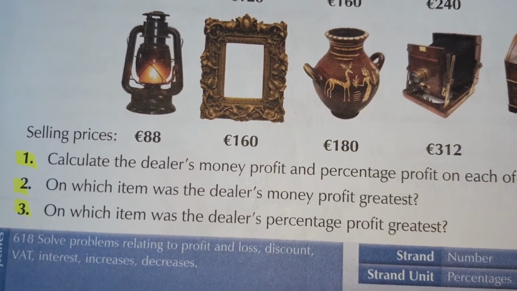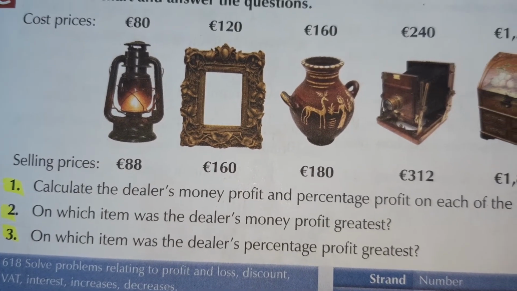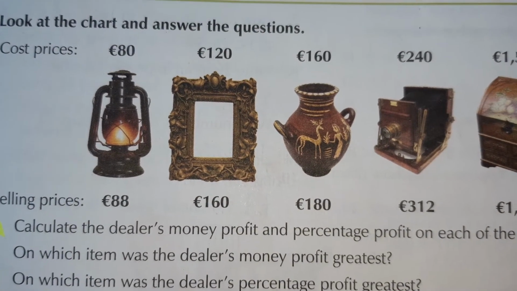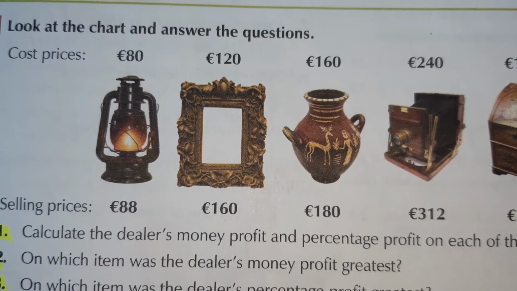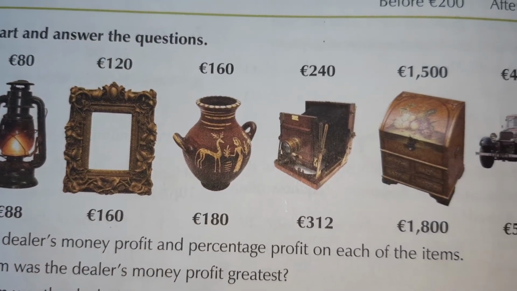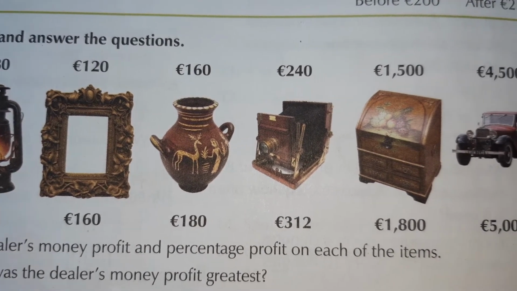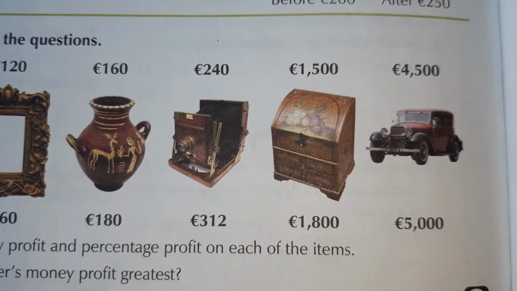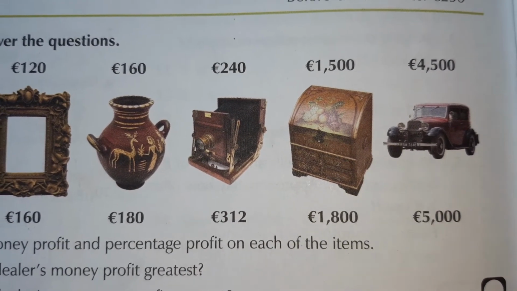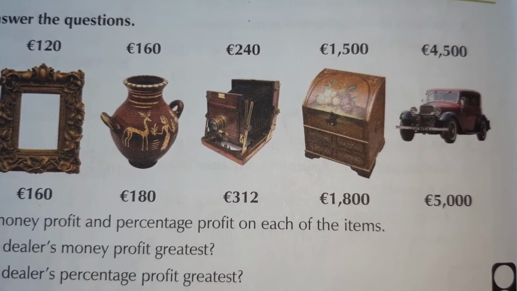So let me see, we've done the first three, is it? Yeah, €20 and 12.5%. So the next one then, which looks like the old-fashioned camera, the money profit was €72 and the percentage was 30%. And the next one was the bureau. The money profit was 300 and that was 20%. And the last one there was the vintage car, and the money profit was 500, and the percentage profit was 11 and 1/9%. I'll show you how to get that percentage actually, just in case you're not sure.